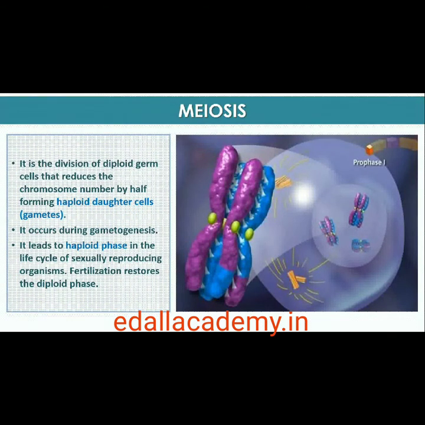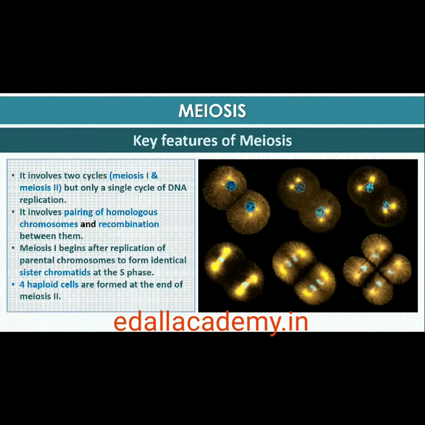Meiosis ensures the production of haploid phase in the life cycle of sexually reproducing organisms, whereas fertilization restores the diploid phase. We come across meiosis during gametogenesis in plants and animals.